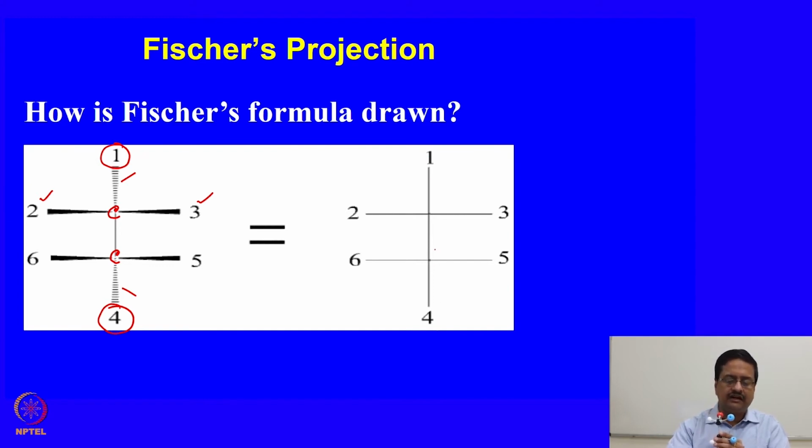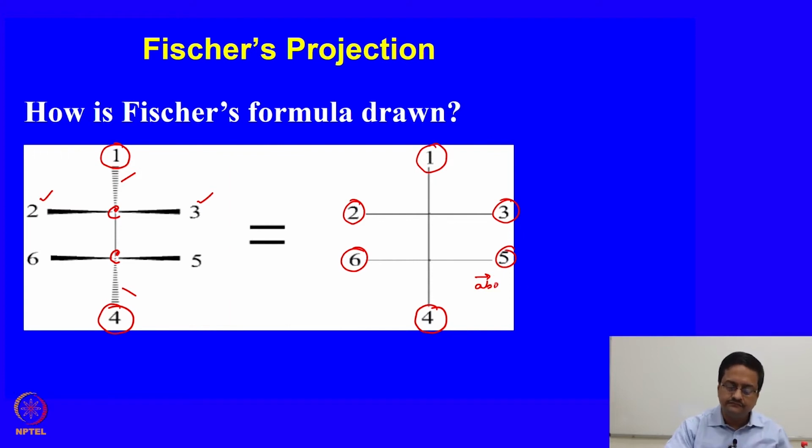So when we have the vertical line, the terminal atoms on the vertical line are below the plane of projection, and the side atoms on the horizontal line are above the plane of projection. So this orientation of drawing has to be kept in mind whenever we draw a Fisher projection.